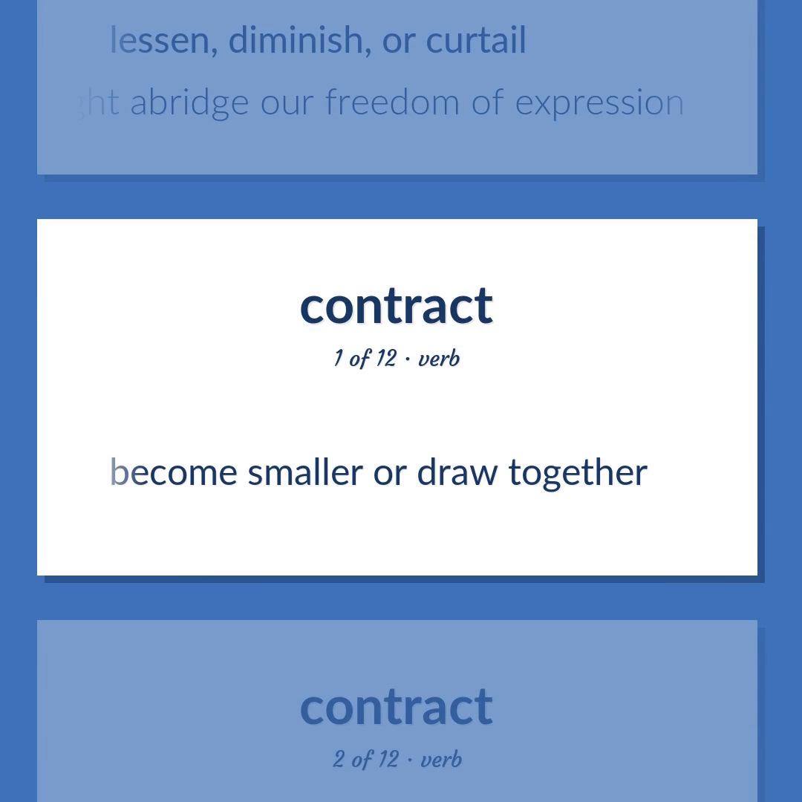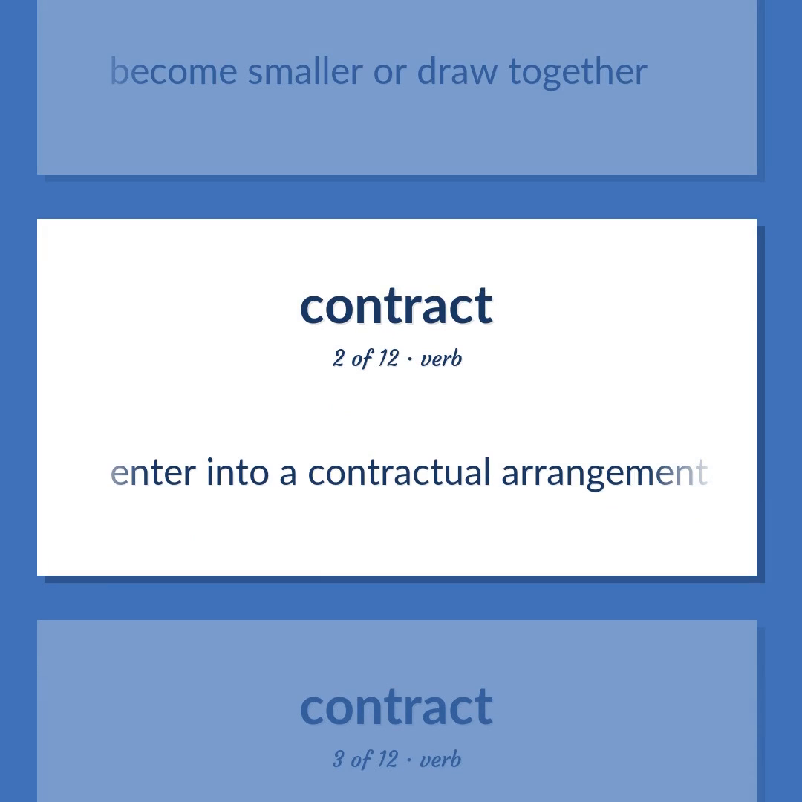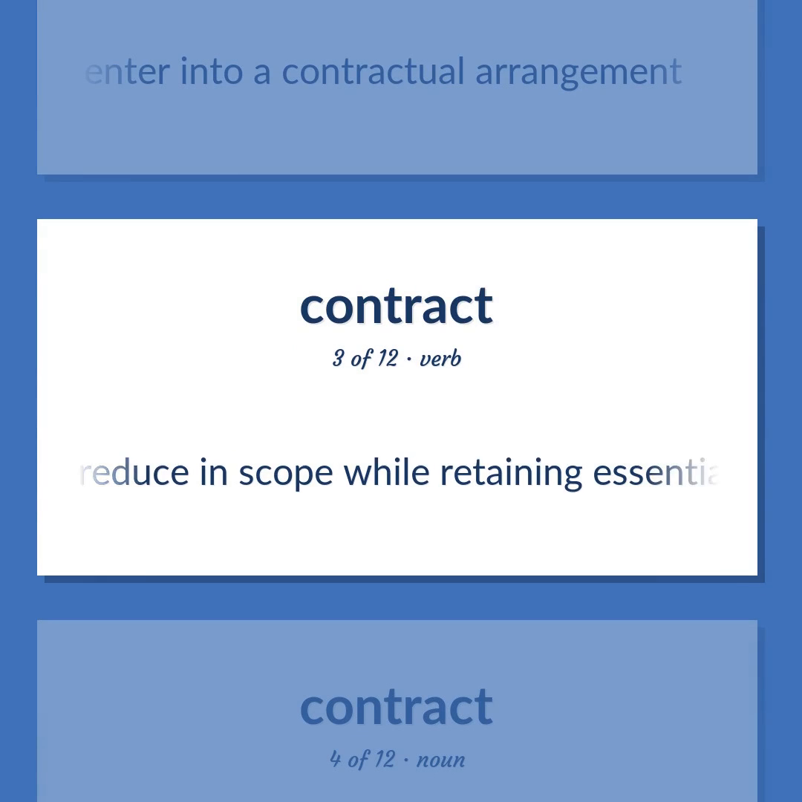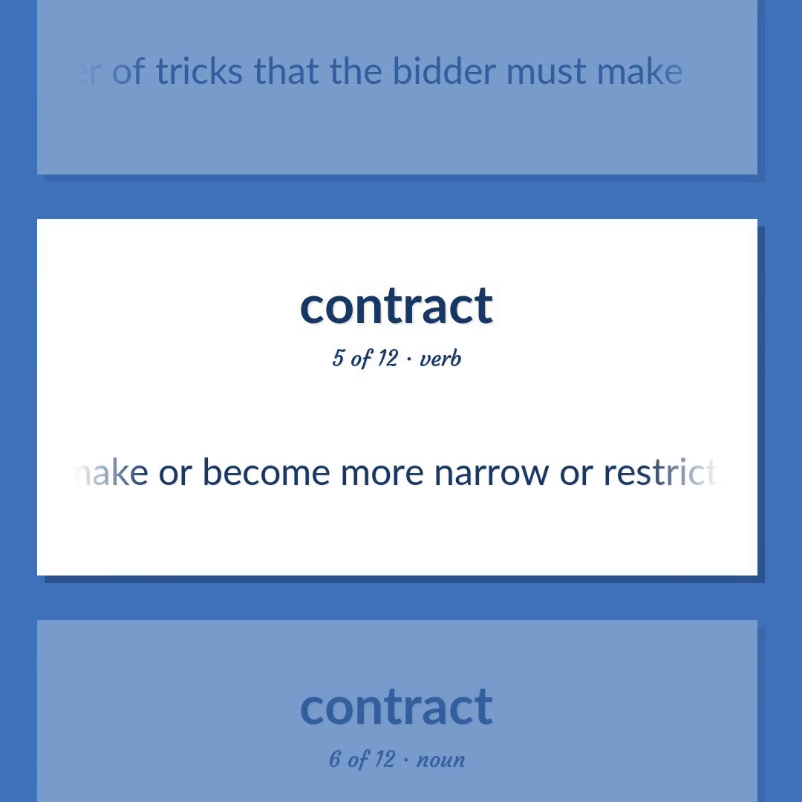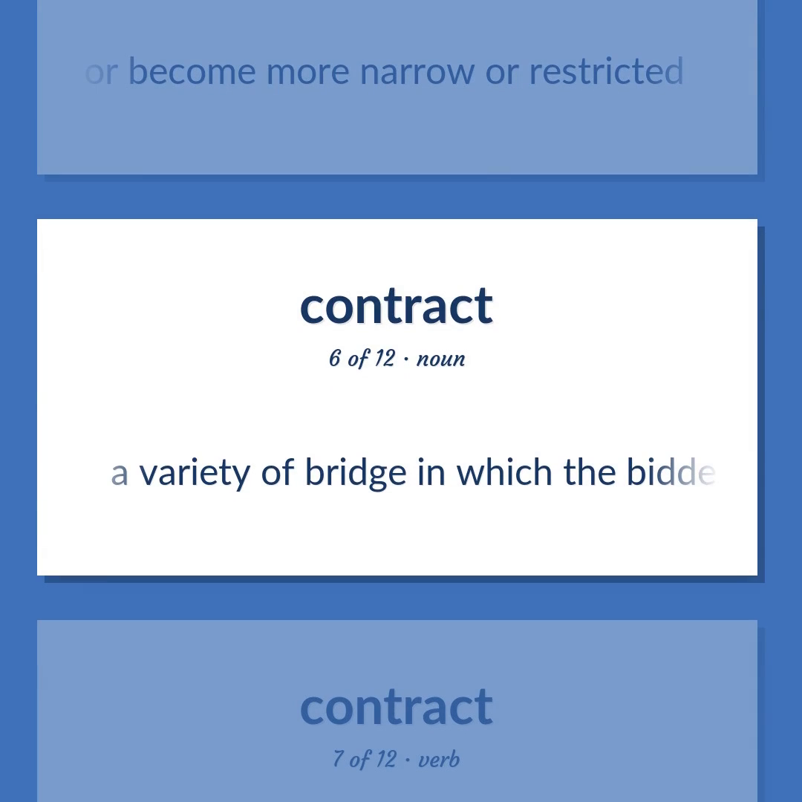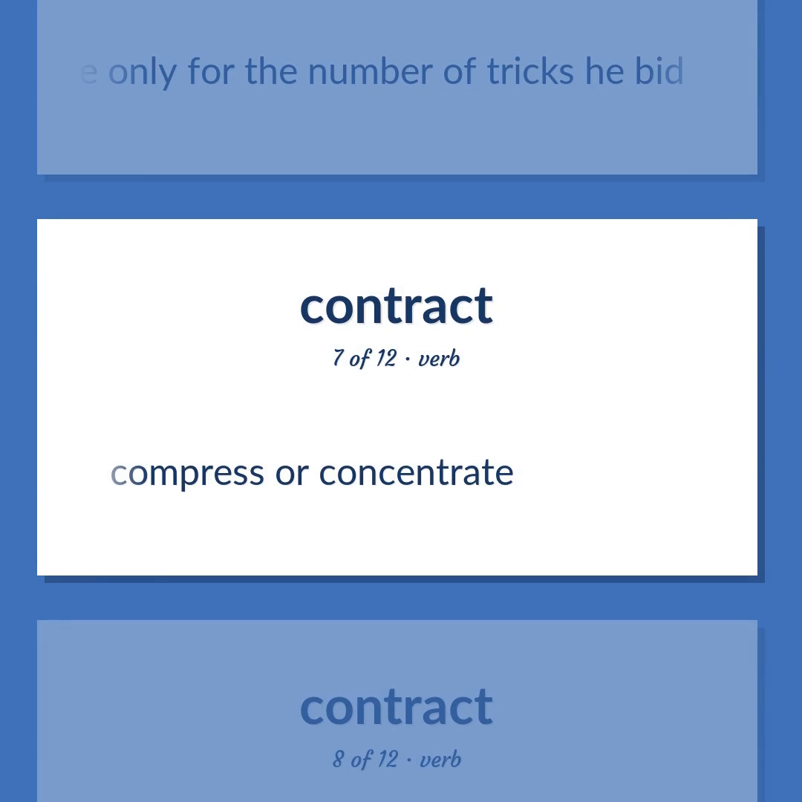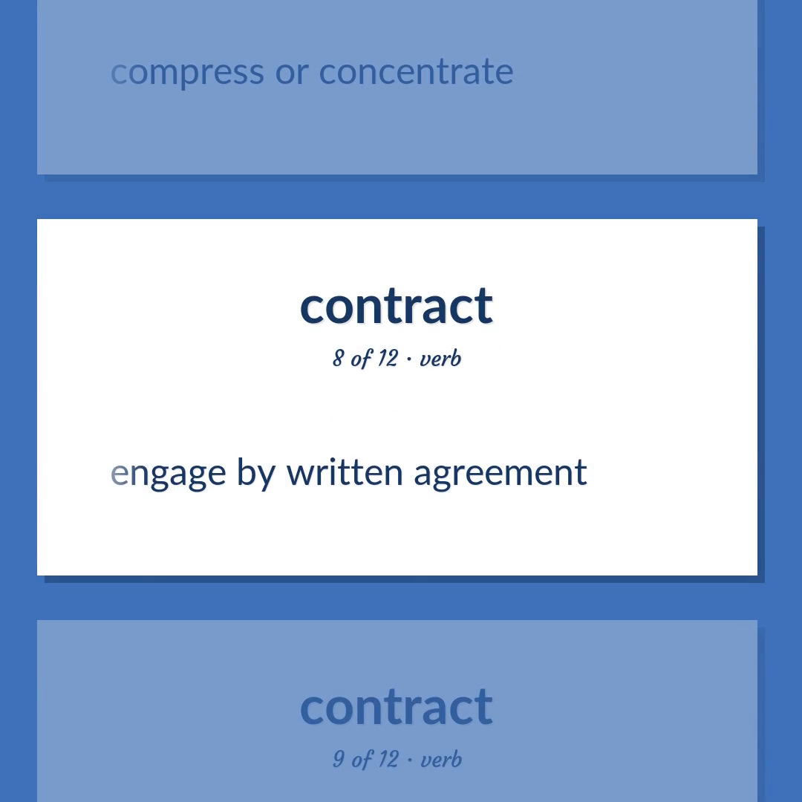Become smaller or draw together. Enter into a contractual arrangement. Reduce in scope while retaining essential elements. Contract bridge. The highest bid becomes the contract setting the number of tricks that the bidder must make. Make or become more narrow or restricted. A variety of bridge in which the bidder receives points toward game only for the number of tricks he bid. Compress or concentrate. Engage by written agreement.